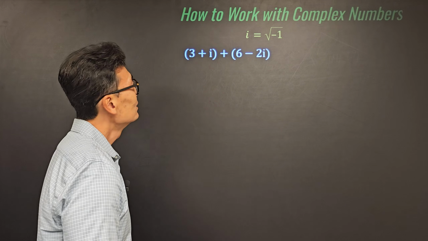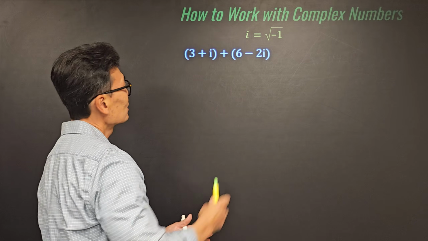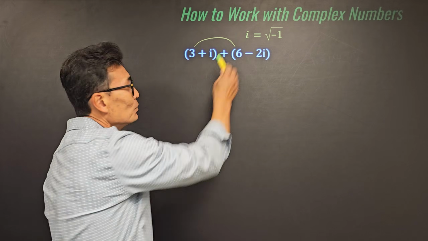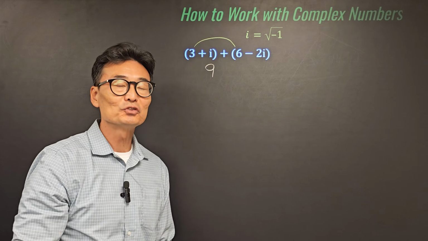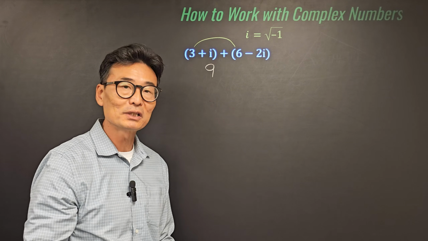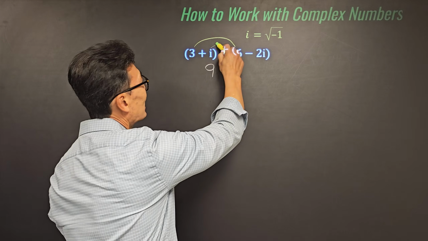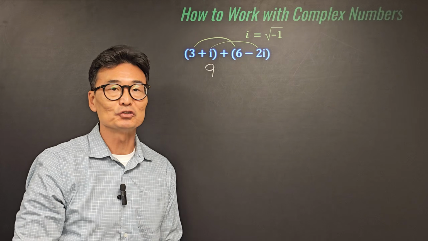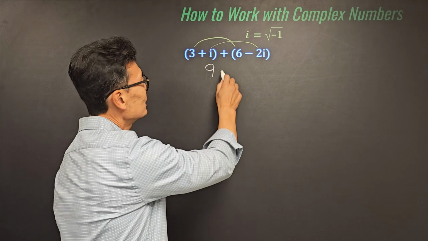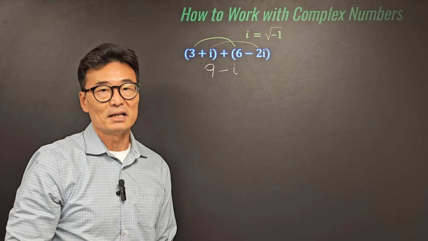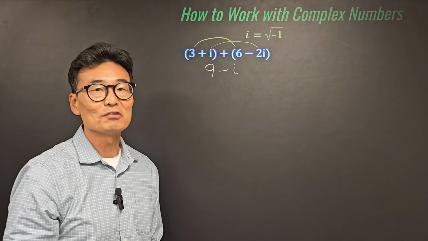When you're adding, you simply have to add the real with the real. 3 plus 6 is 9. And we're going to add the imaginary number with the imaginary number, meaning the i with the negative 2i. When you add i with the negative 2i, we get minus i. Next, I'm going to show you how to subtract.